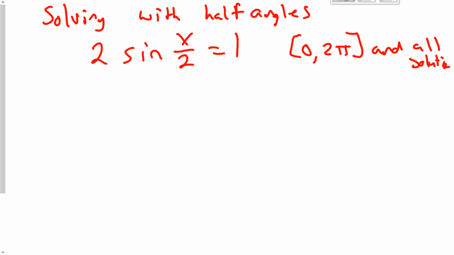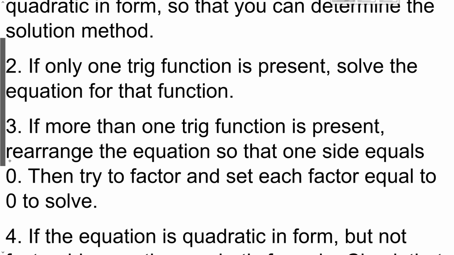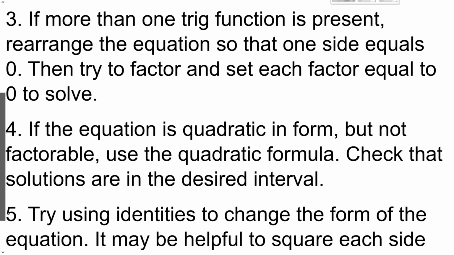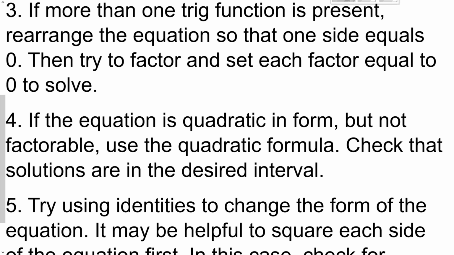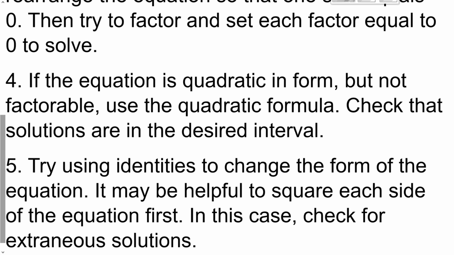Okay, so here are not really steps, just guidelines of what you can look for when you're solving trig equations. Decide which form it looks like, and try that method first. Then if there's only one trig function, get that by itself before you look for the angle. Then if there's more than one trig function, try to set one side equal to 0 so that you can factor it, and then set each of those factors equal to 0. If you have a quadratic form, then solve it by factoring or using the quadratic formula, setting those equal to 0, and then finding your angles from there.